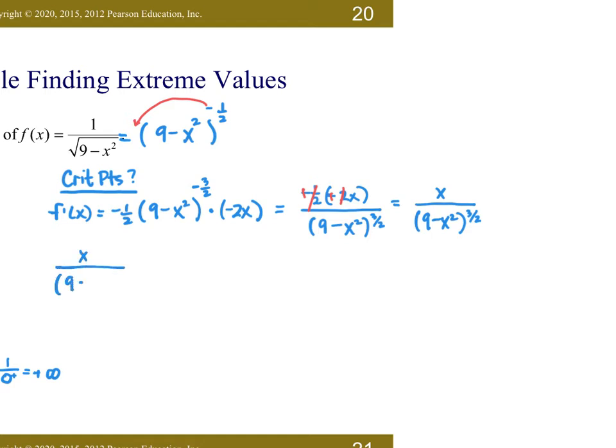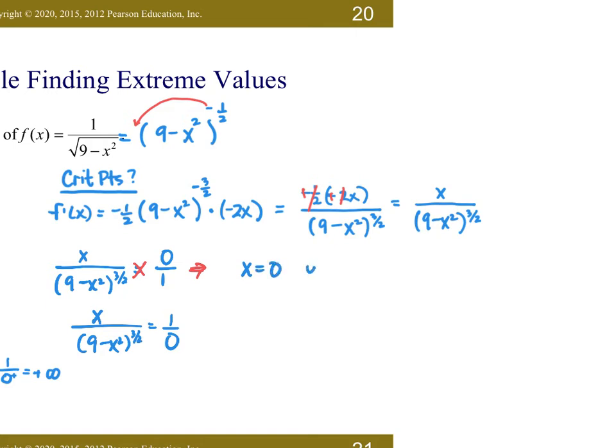So x over 9 minus x squared to the 3/2 equal to 0. Probably put it over 1 is better. And then x over 9 minus x squared to the 3/2 equal to 1 over 0. So let's cross multiply and solve both of those. So when I cross multiply, I get x equals 0.